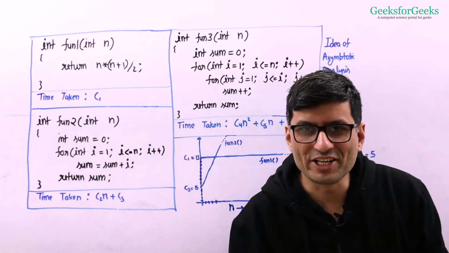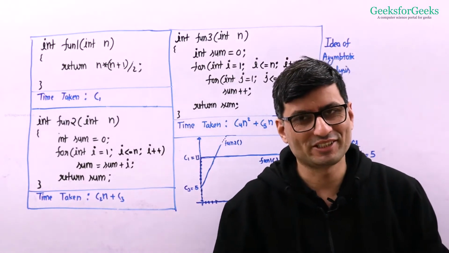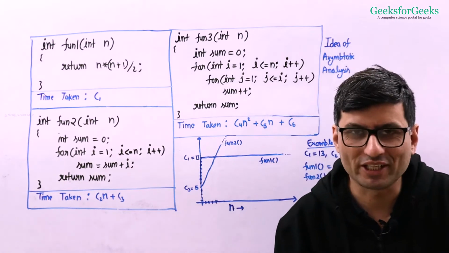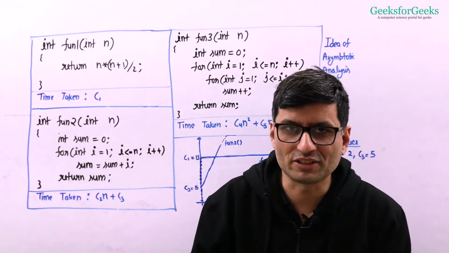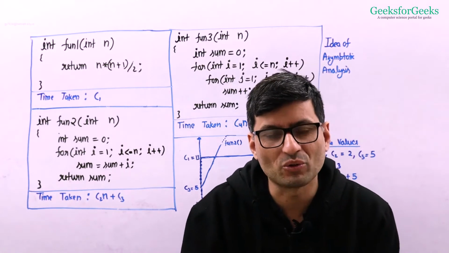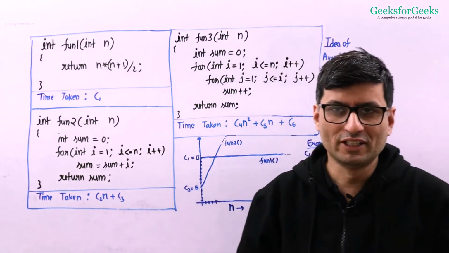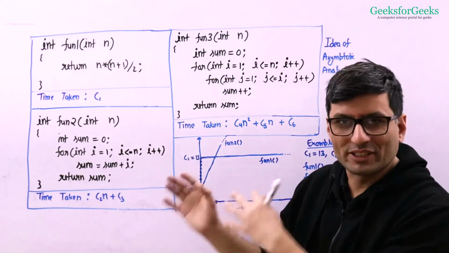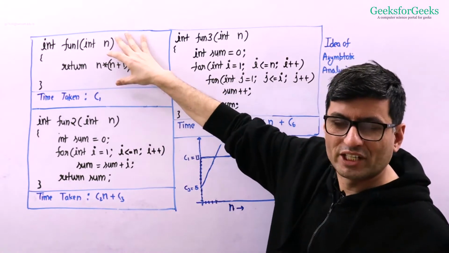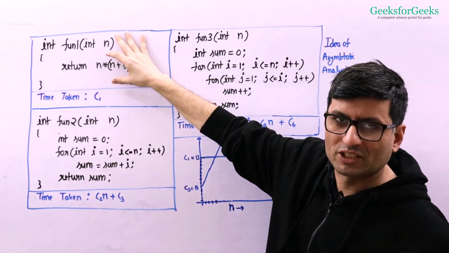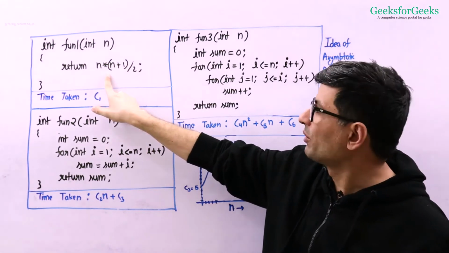Let's now get an idea about asymptotic analysis. The first thing that we do is get an expression of time taken by your code in terms of input size. So let's understand this with the same examples that we wrote earlier. This is the first way of writing the code to find the sum of first n natural numbers. We are using a direct formula here.